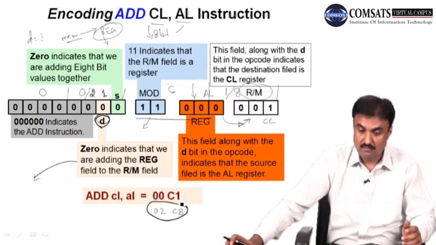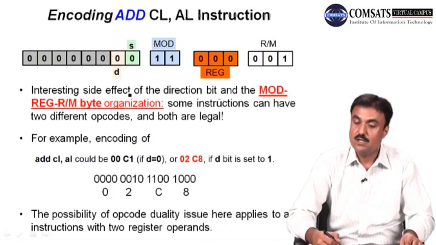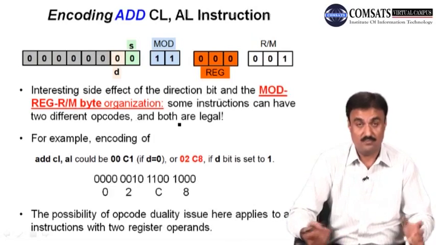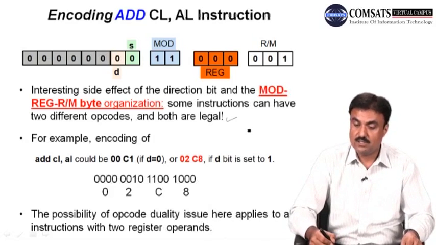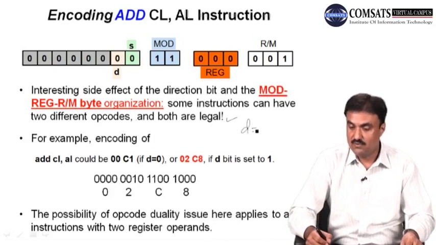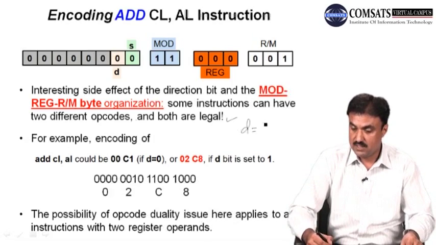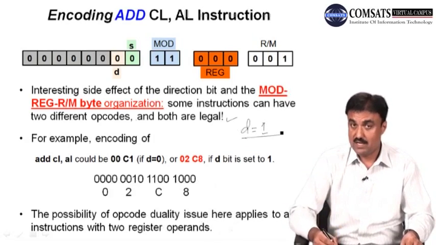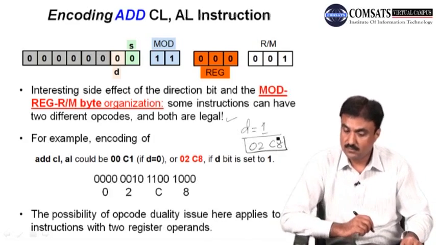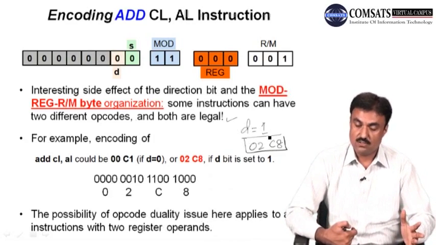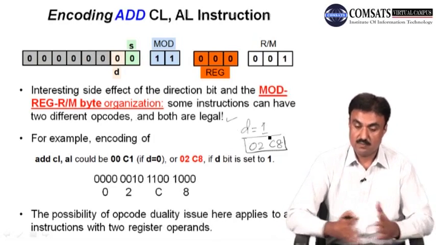Why is there a problem here? An interesting side effect of the direction bit and the MOD-REG-R/M byte organization is that some instructions can have two different opcodes, and both are legal. However, we know that our register is the destination, so inside the assembly, whenever you right click and see the bit, it should be D equal to 1. So for example, for the previous ADD instruction, you will always see 02 C8. You will never see 00 C1 and so on inside the assembly language when you are going to see the hexadecimal bit pattern.